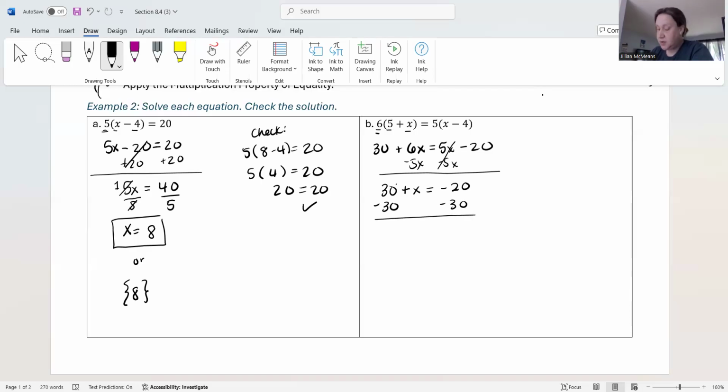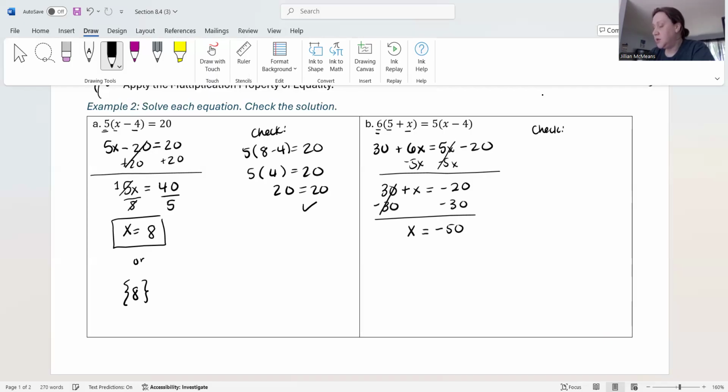So 30 minus 30 is 0, leaving you with just 0 plus x, or just x. And then on the right, we get minus 50. And we're actually done at this point. We don't even have to use the multiplication property of equality because the coefficient on x is already just a positive 1.